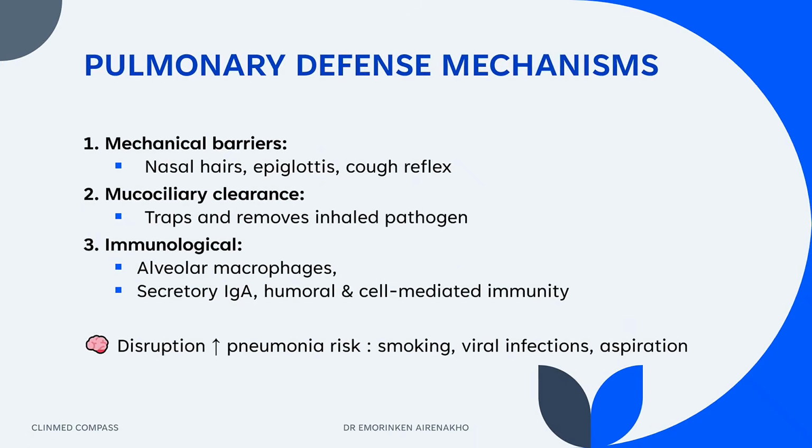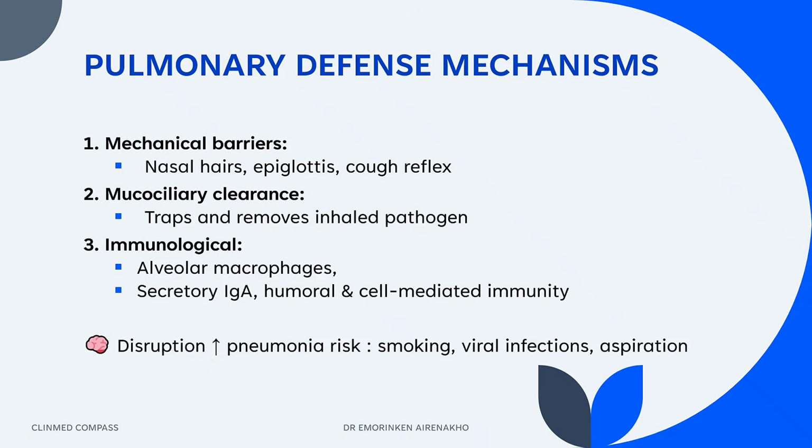So how do healthy lungs normally avoid pneumonia? Our respiratory tract has 3 layers of defense. The first, the mechanical barriers. The nasal hairs filter particles. The epiglottis prevents aspiration, and the cough reflex expels invaders.